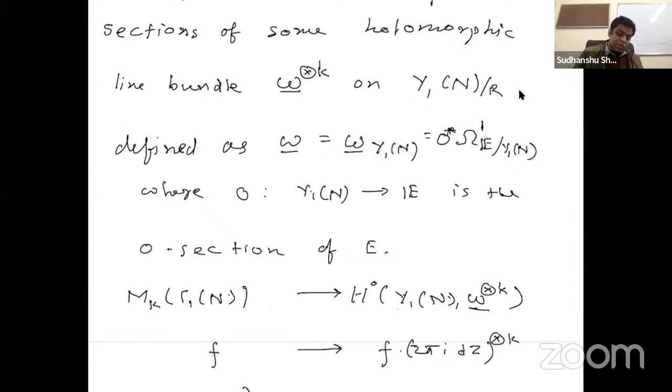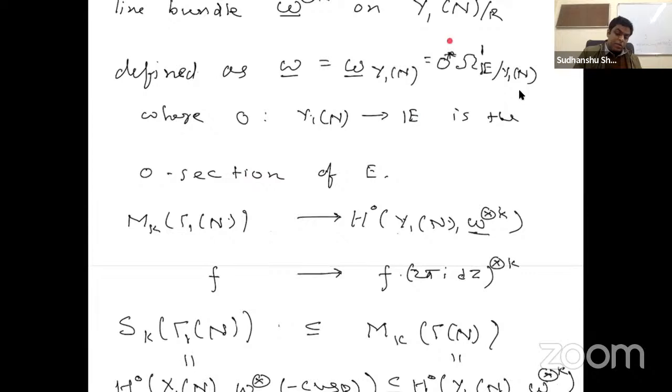So what is the definition of this? You have this universal elliptic curve E over Y1(N). This is an elliptic curve, so you can look at the zero section of this, and then with this map 0, you pull back the sheaf of relative differentials using 0.